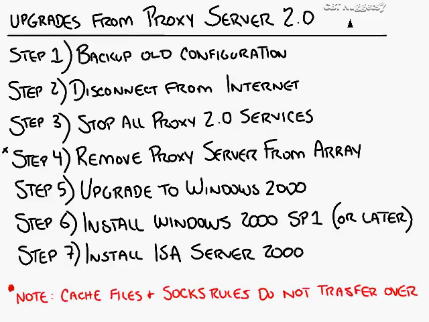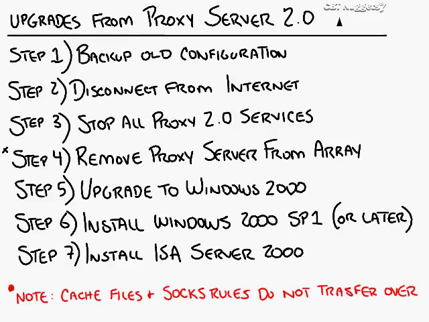Now if you are performing an upgrade and you're running Proxy Server 2.0 on Windows 2000, it's pretty simple. You just stick in the ISA Server CD and the upgrade takes place during the install. All your settings will move over, except a few. I'll talk about those in a second.